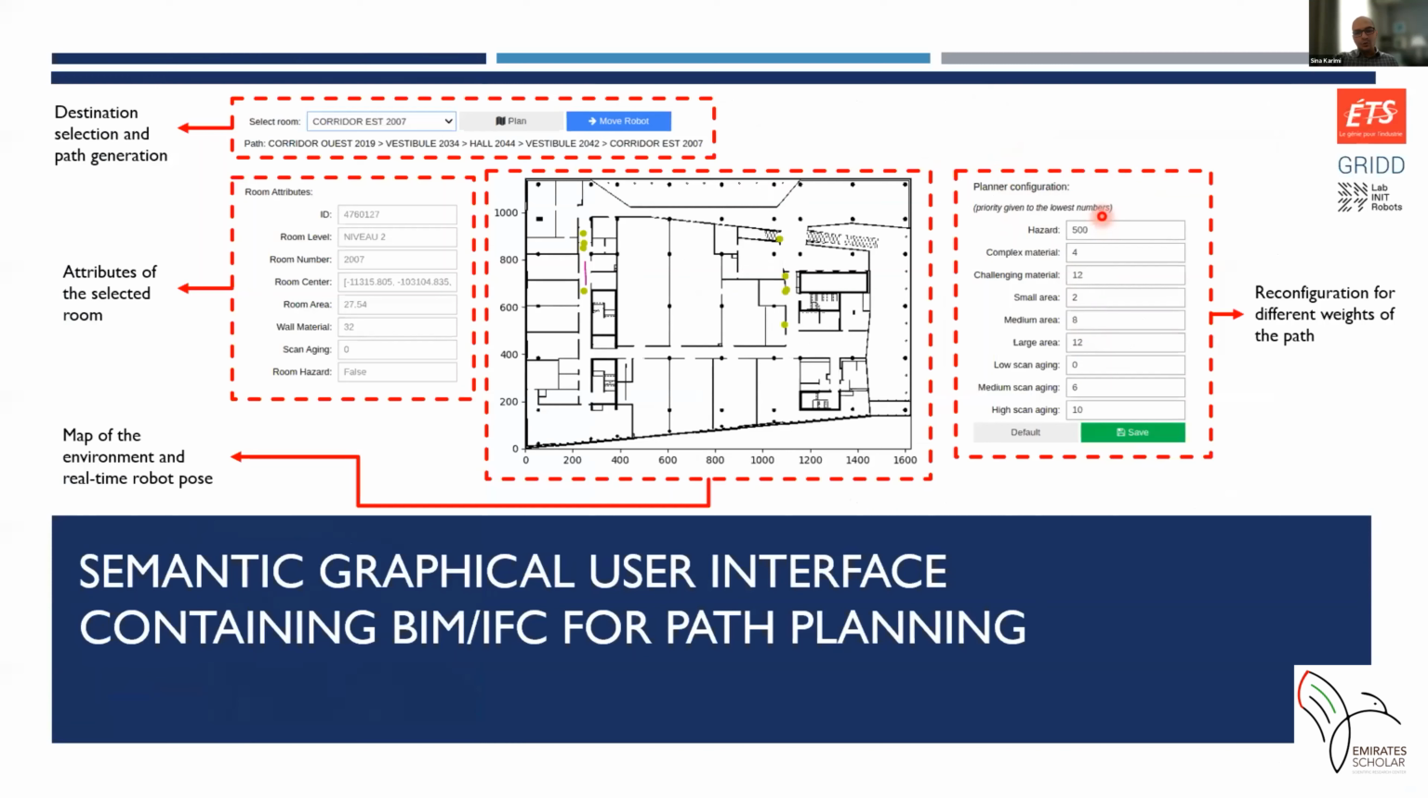And after that, working with the construction stakeholders, we identified different weights for each path. Through this semantic graphical user interface, you can reconfigure everything, so that you can customize it for your application. For example, if there is something more important for you, you can just configure it here, and the robot can navigate through those spaces and collect data.